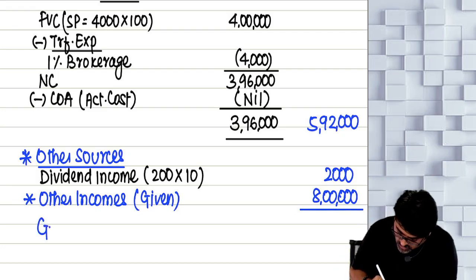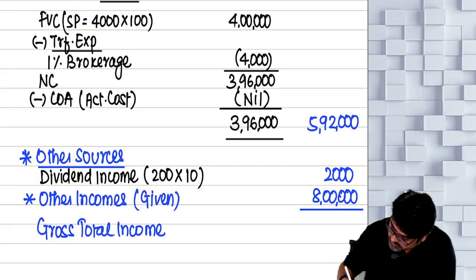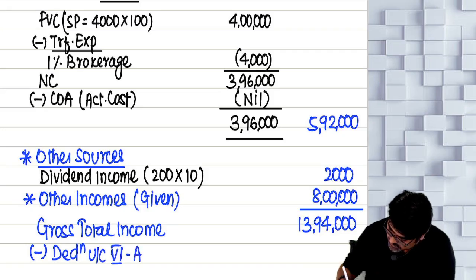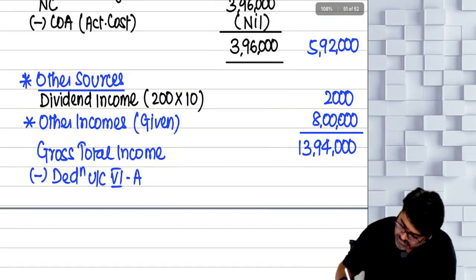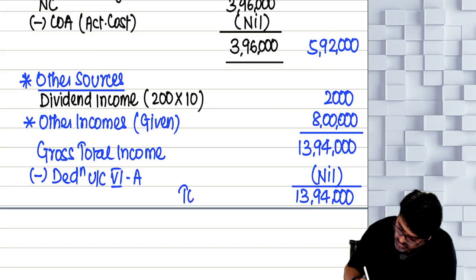Now it will be my gross total income. How much is that now? 13,94,000 minus deductions under chapter 6A. How much, sir? Nil. So how much will be your total income, guys? 13,94,000. They have told me to calculate what? Total income.